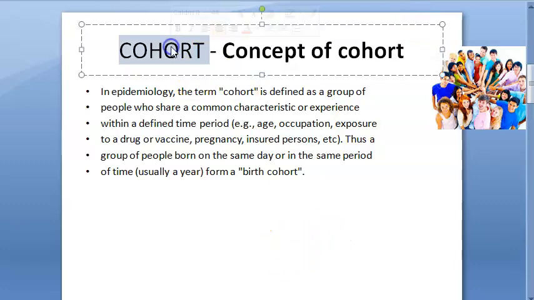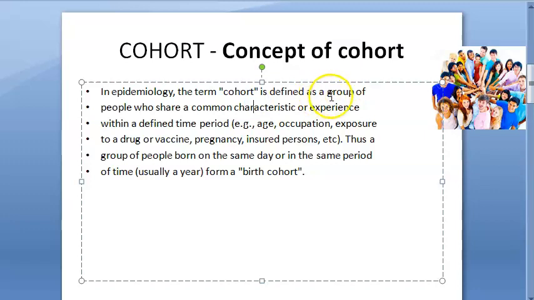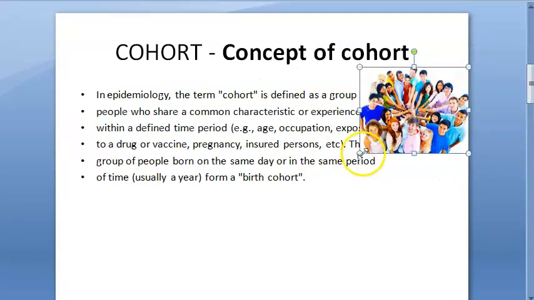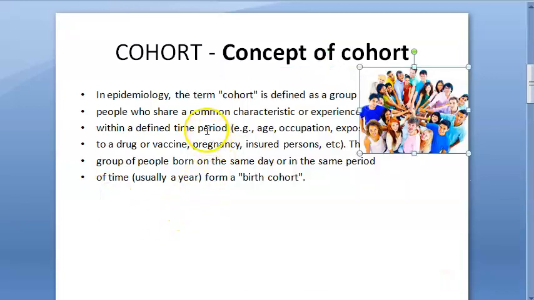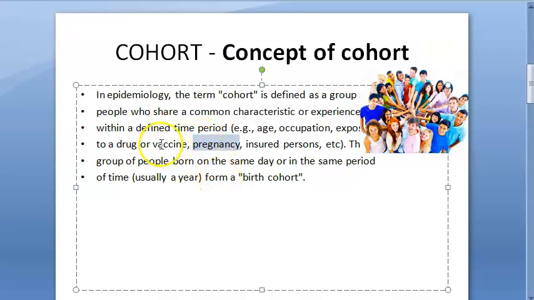Guys, if they ask what a cohort is, basically what is a cohort? It is a group of people who share some common characteristic or experience within a defined period of time. They should have common characteristics, that's it. Within the defined period of time, they share a common characteristic or experience. A group of people who are pregnant can be a cohort.